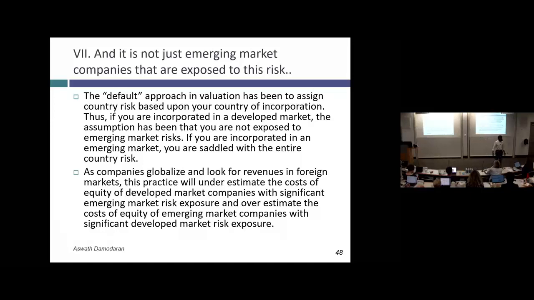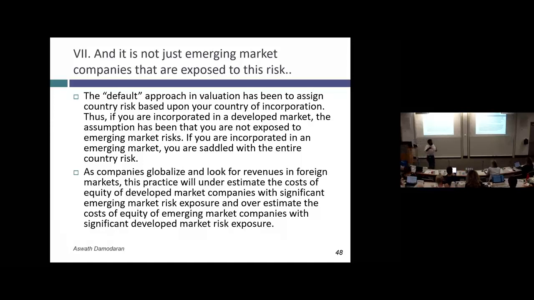You're saying, why do I need this? Because if your company has revenues in Mongolia, I don't care where you're incorporated, I have to bring that in. So the default approach that many analysts use of, you tell me where you're incorporated and I'll give you an equity risk premium based on that, is incredibly flawed. There are a lot of Israeli software companies that get 100% of their revenues in the US. I don't know what makes them Israeli, other than the fact that they have a shingle they've hung up in Tel Aviv saying we're an Israeli company.